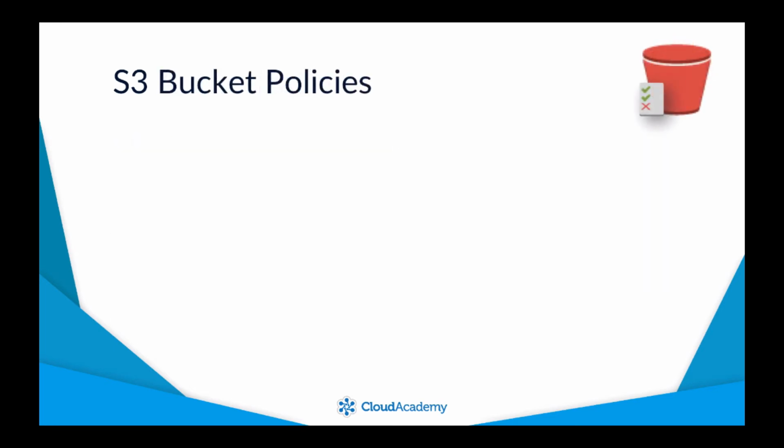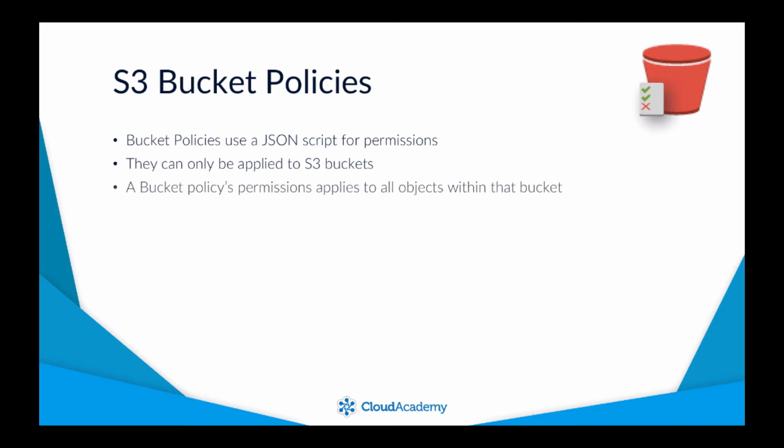Bucket policies are similar to IAM policies in that they allow access to resources via a JSON script. However, as the name implies, these bucket policies are only applied to buckets within S3, whereas IAM policies can be assigned to users, groups or roles as we previously discussed. In addition, IAM policies can also govern access to any AWS service, not just S3. When a bucket policy is applied, the permissions assigned apply to all objects within that bucket.